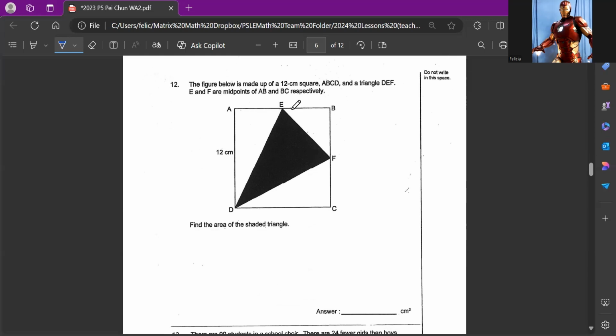If you notice the shaded triangle, I can't really work out its area straight away because I know nothing about the base nor the height. I don't know the measurements for any of the 3 sides of the triangle. Which means I probably have to work with something else first.